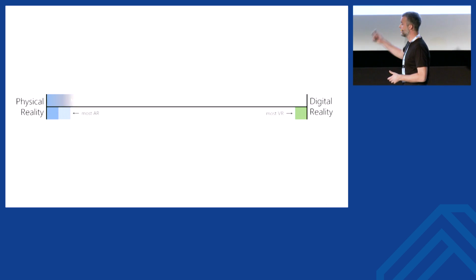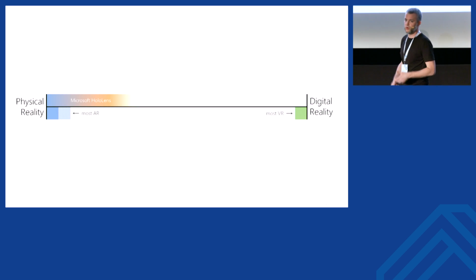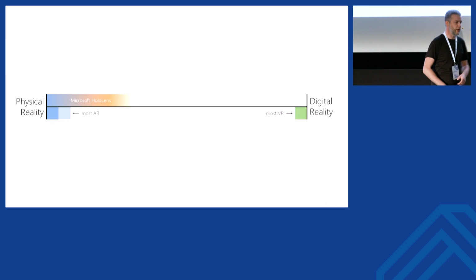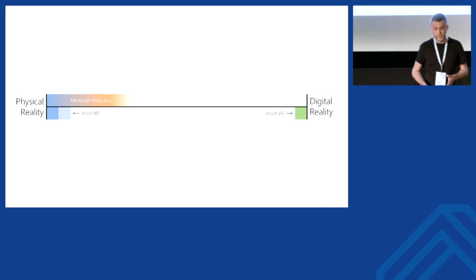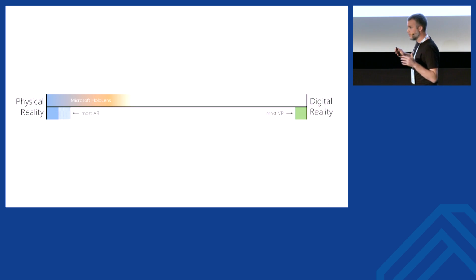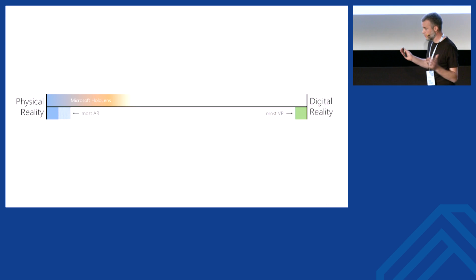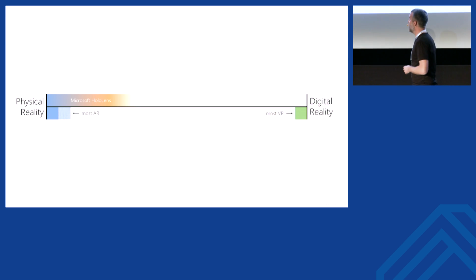So HoloLens basically lives somewhere there. As I mentioned before, it's an AR device. It's a very sophisticated one. And by sophisticated, I mean that it can blend this digital content pretty well with the user's environment. And we will see how this user environment is being scanned and incorporated into the applications.